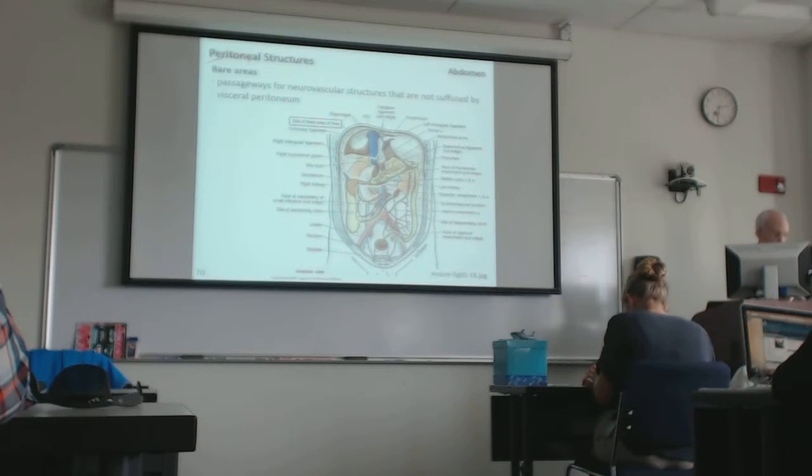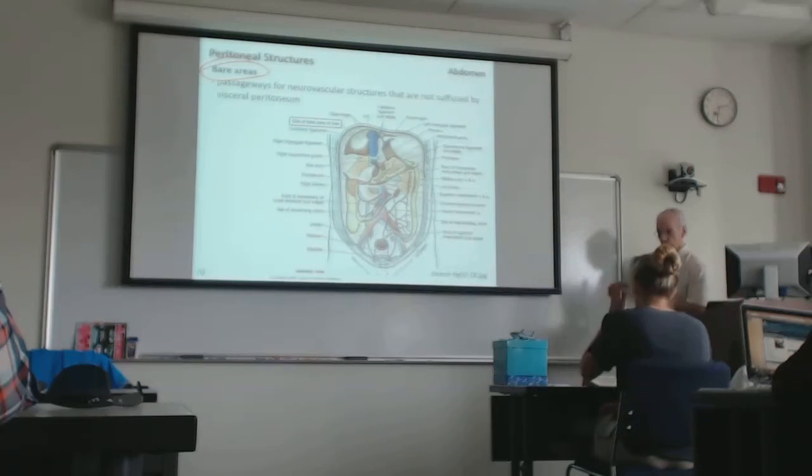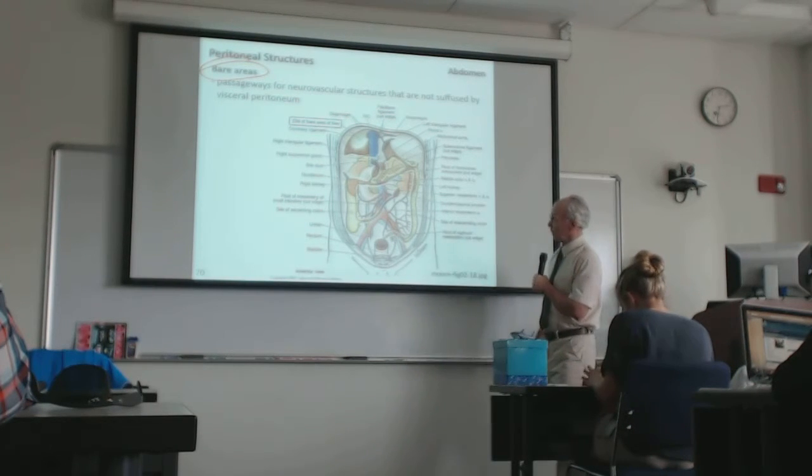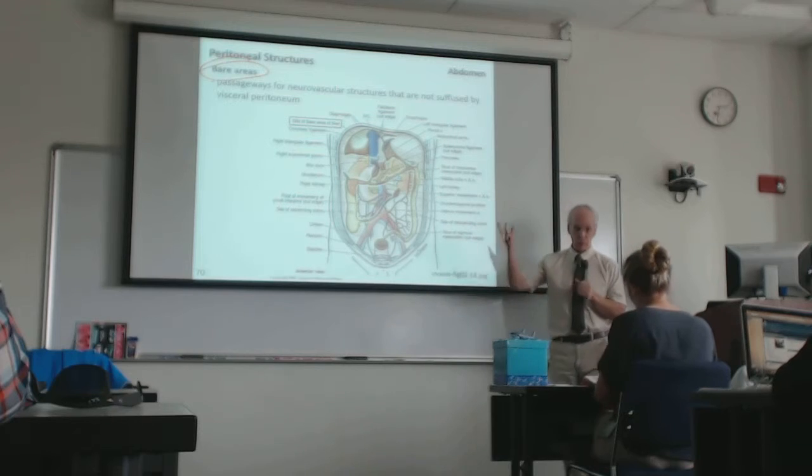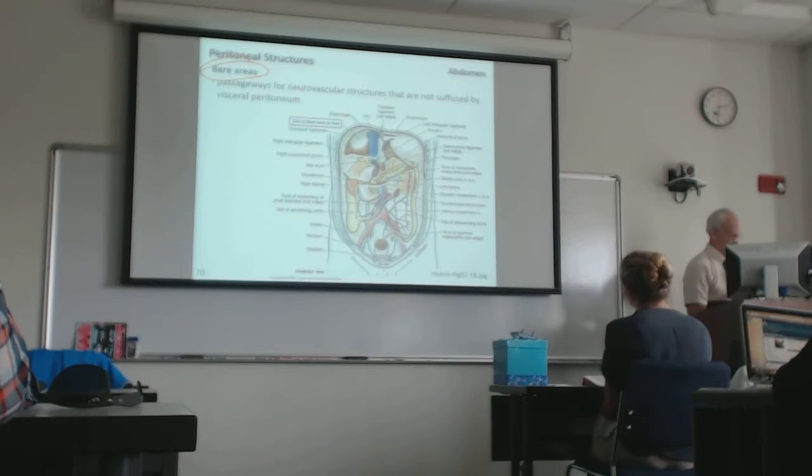We've used this term before. We talked about the bare area of the liver. The bare areas are simply those portions of an organ that are not in direct apposition to peritoneum. And you can see the bare area of the liver there.